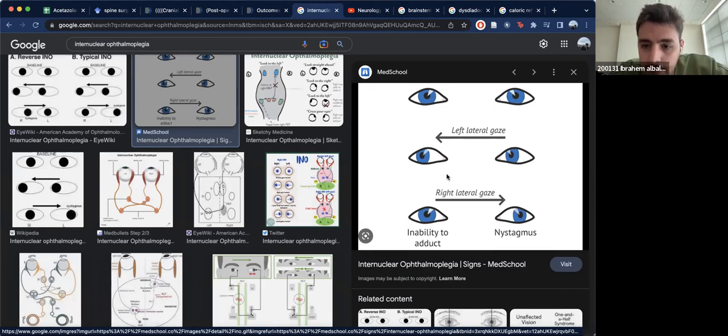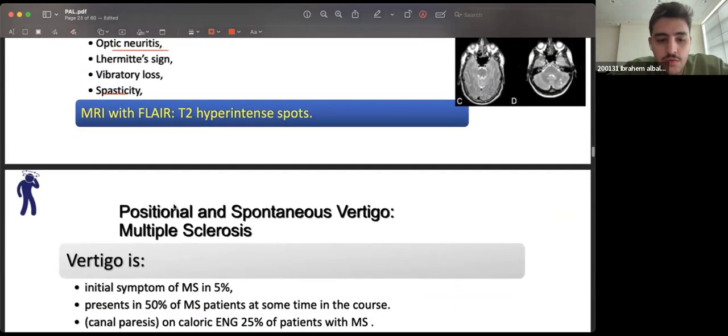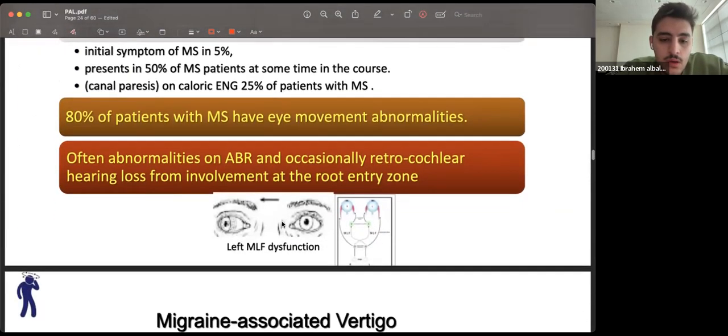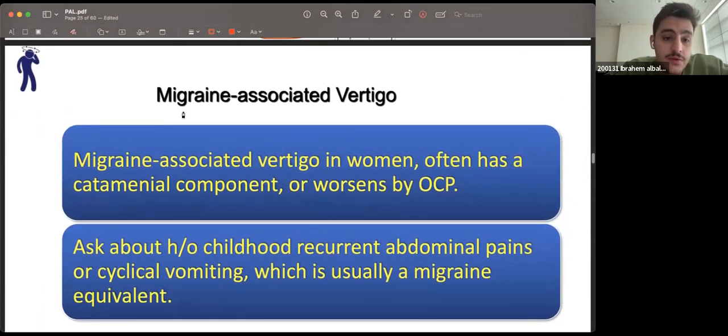So we've talked about 3 diseases so far. This is what we were talking about. This is the medial longitudinal fasciculus damage. And then the fourth cause of vertigo is migraine associated. So as you know, you have 3 types of headache. You have tension headache, migraine, and cluster headache. You have more. There's the one due to sinuses and other types of headaches, but these are the 3 main ones that they like to ask about.